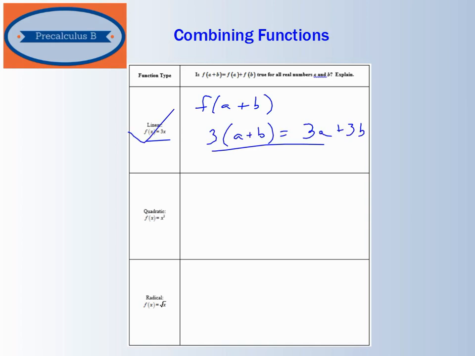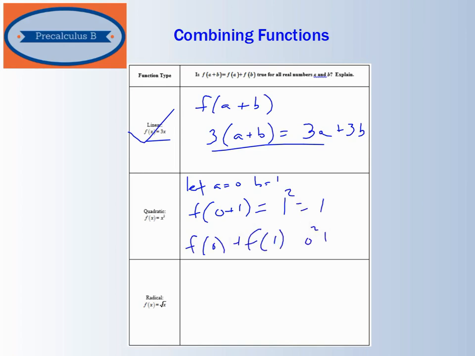But what about, say, a quadratic function? Let's start by saying let a equal 0 and let b equal 1. If we plug those in, f of 0 plus 1 is like saying f of 1, which equals 1 squared, which equals 1. Is that the same thing as saying f of 0 plus f of 1? Well, that would be 0 squared plus 1 squared, which equals 1. Hey, it checked out. It worked.